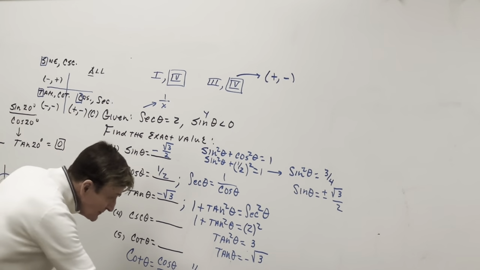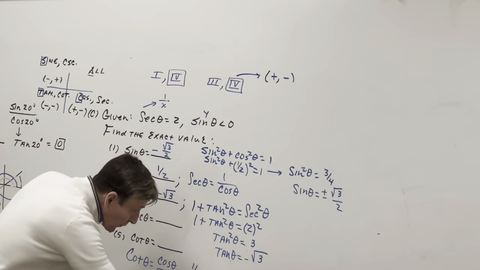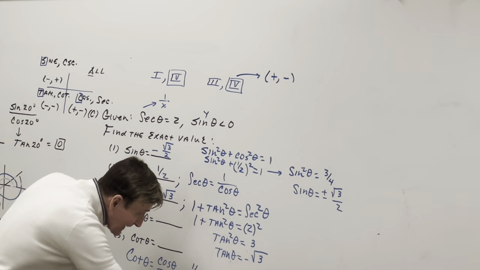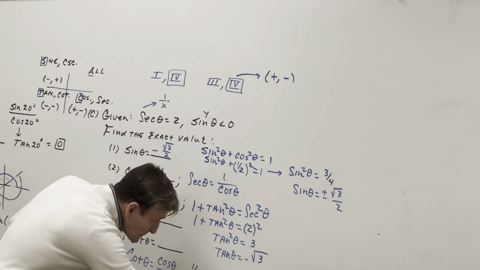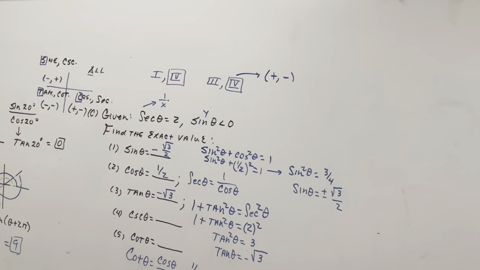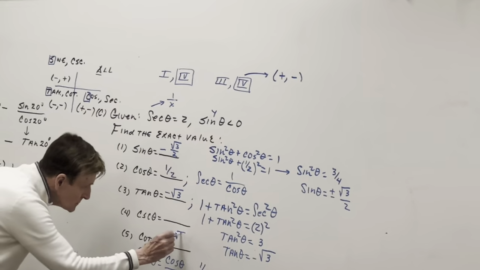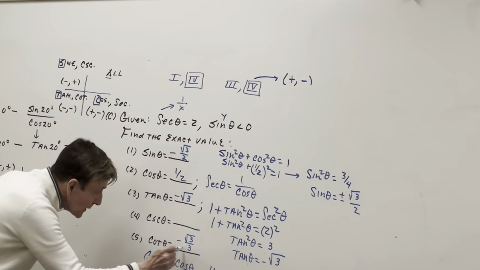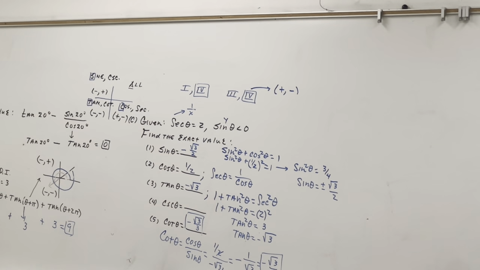2's cancel. Give me a negative answer. And you got 1 over radical 3 simplified. Just radical 3 divided by 3. Absolutely. Thank you. That's cotangent. We'll put it right here. Out of the way. Wow. Only 1 left, cosecant.